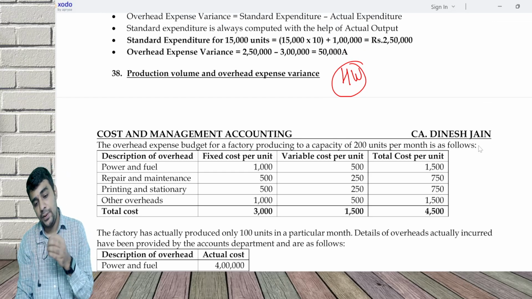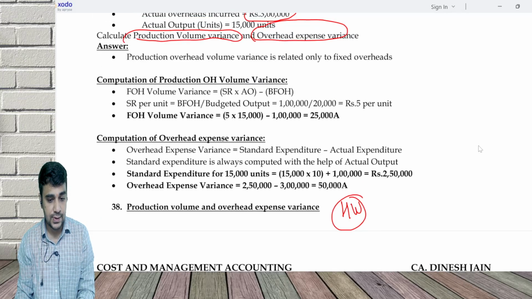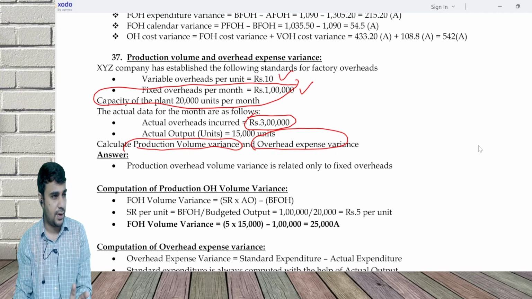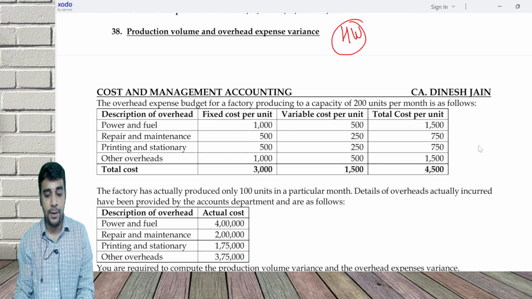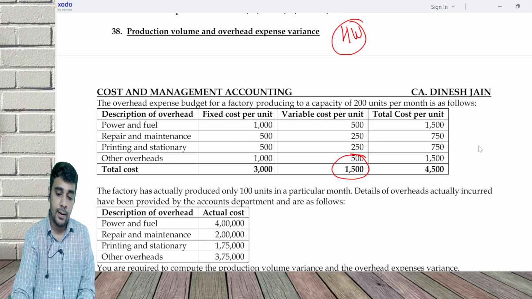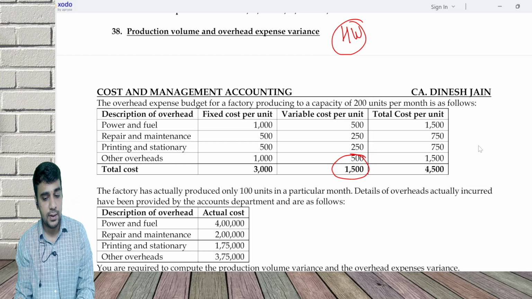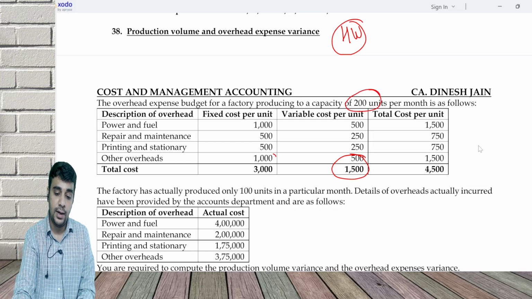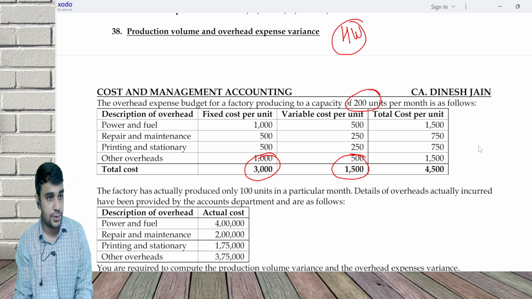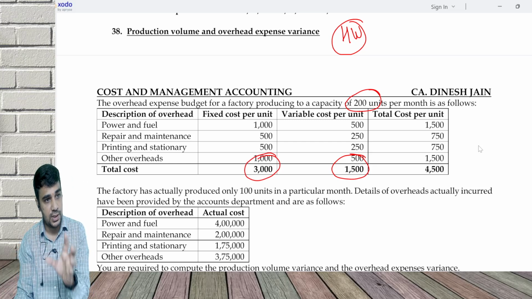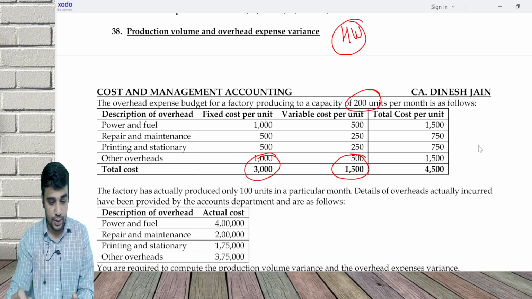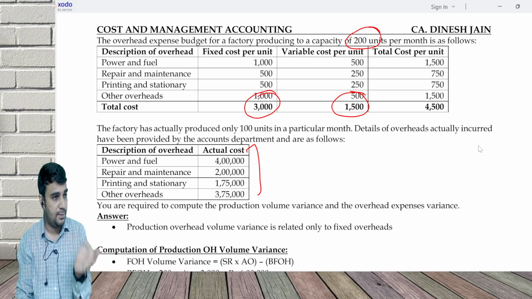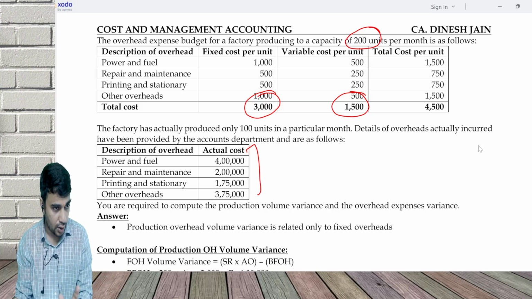The only difference between 37 and 38 is that in 37 these rates were directly given and the numbers were not huge. Here you may have to add up everything. So SR per unit for variable overhead is 1500 and budgeted fixed overhead is 200 into 3000, because the estimate was for 200 units. Actual data, you will just put a normal addition. You do not know which is variable, which is fixed, how to bifurcate, all that is not possible.